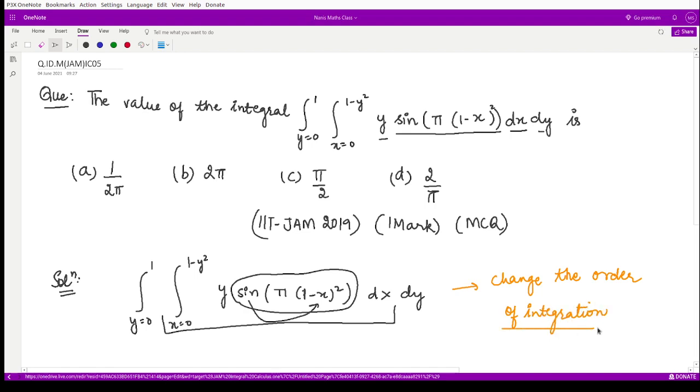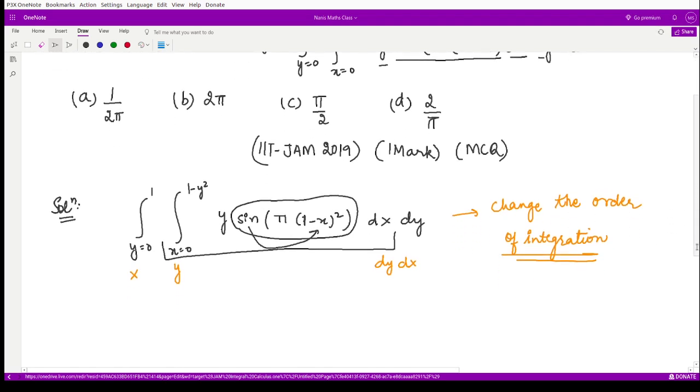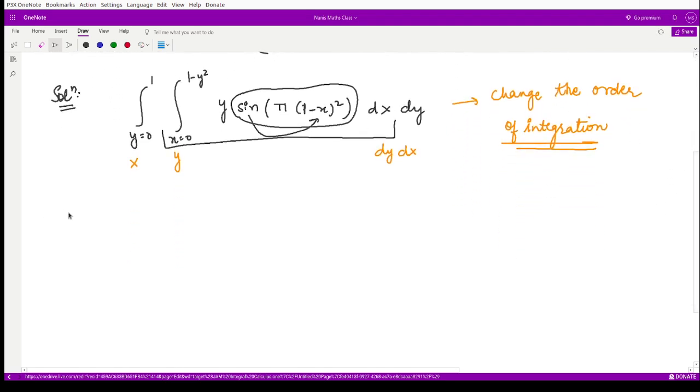By doing so, you will have variable limits in y and constant limits in x, so that you could perform the integration. So let's first do that. For that we require an integral where we have variable limits in y and constant limits in x. The function would be y into sine of pi times 1 minus x whole square, and instead of dx dy we will have dy dx. Let us now first determine what these two limits are.